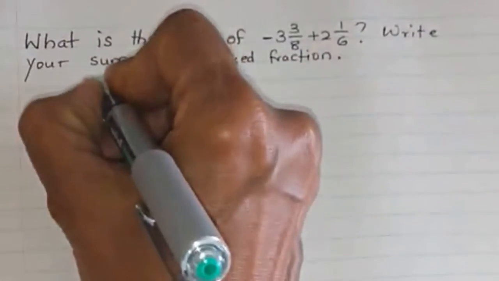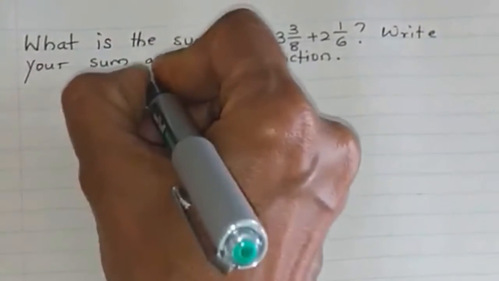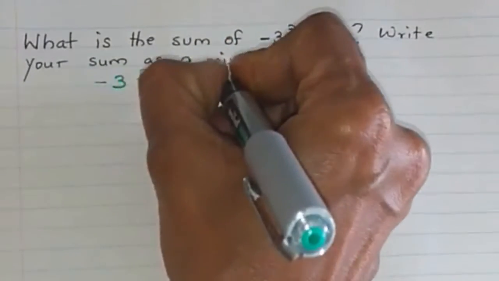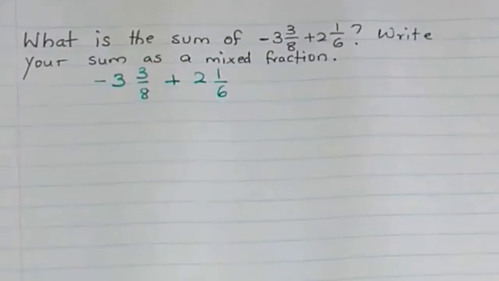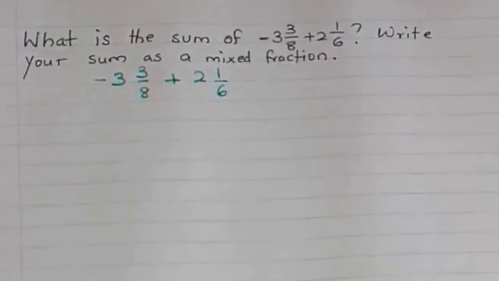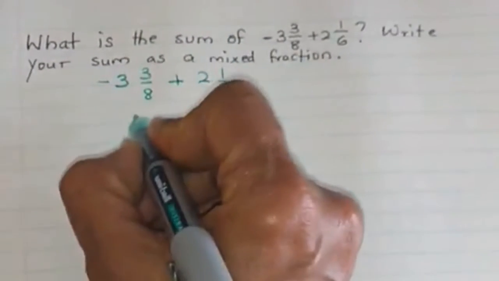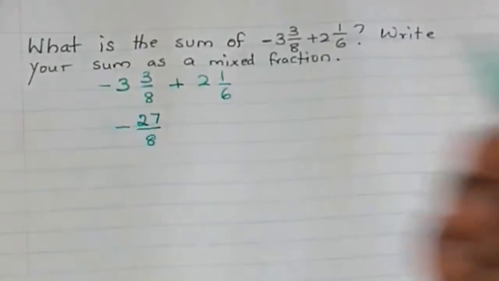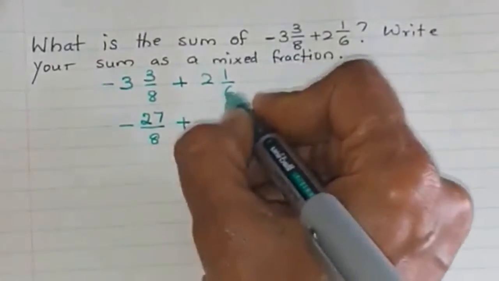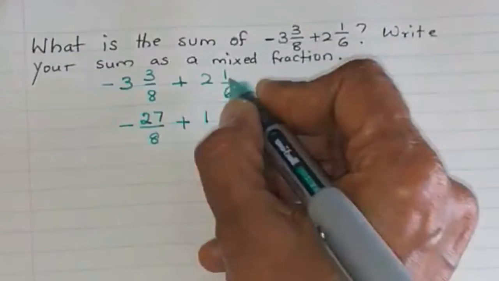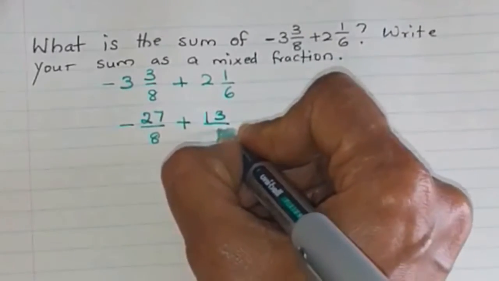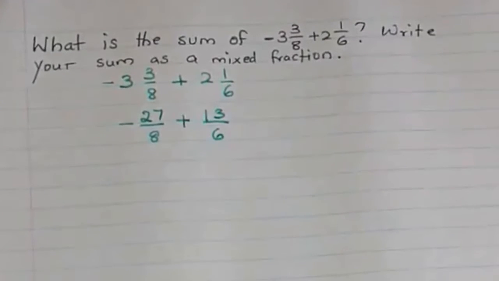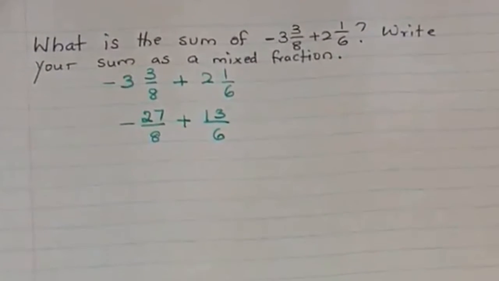Let's do that. Let's write the question down. Negative 3 and 3 over 8 and 2 and 1 over 6. So I'm going to make these into improper fractions. 8 times 3 is 24. 24 plus 3 is 27 over 8. So that's going to be negative. And I have 6 times 2 is 12. 12 plus 1 is 13 over 6. So these are the two fractions that I have to find the sum of or add.